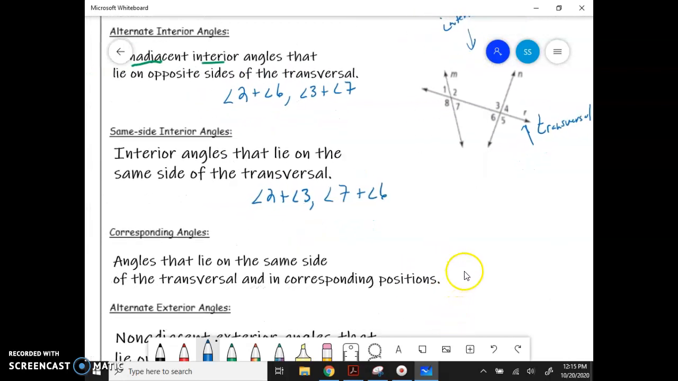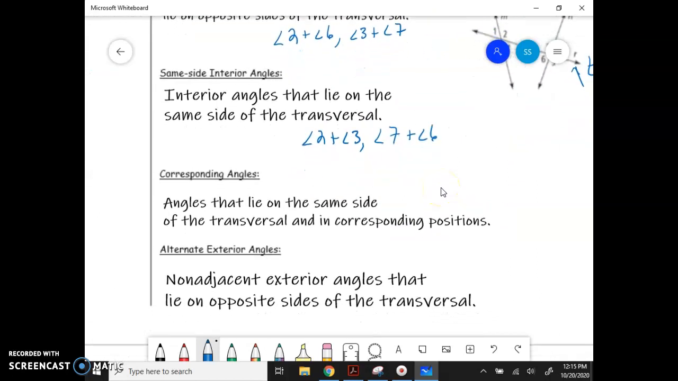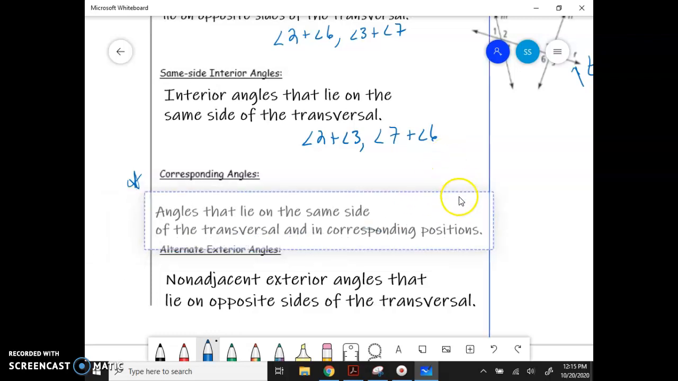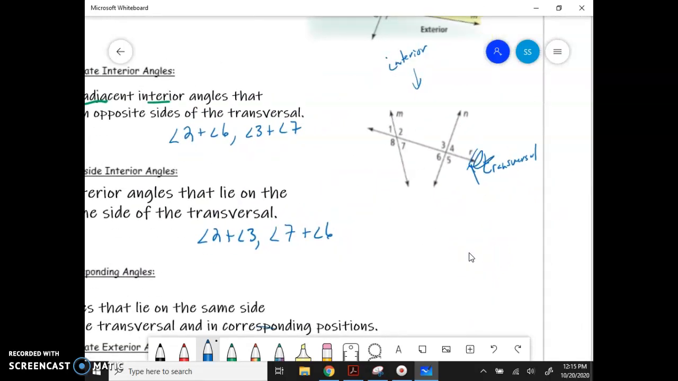All right, probably the trickiest one for students is this one here, the corresponding angles. Okay? And I think one reason this is a tricky one for students is because they use corresponding in the definition. Okay? But angles that lie on the same side of the transversal in corresponding positions. So a corresponding angle would be on the same side of the transversal, but one is on the interior and one is on the exterior. Okay, so that would be like 1 and 3.